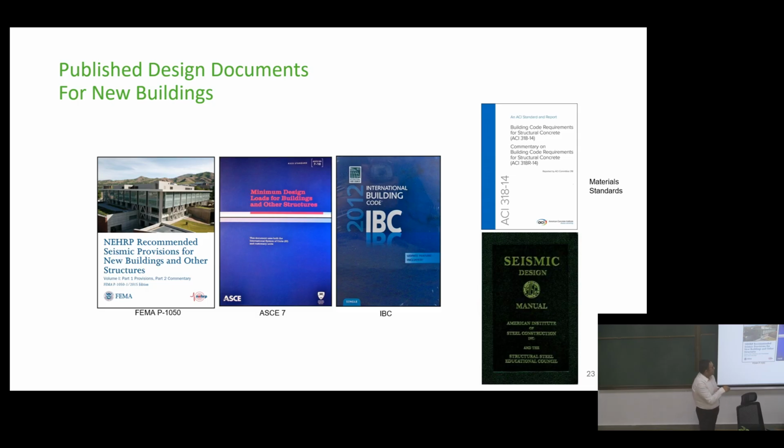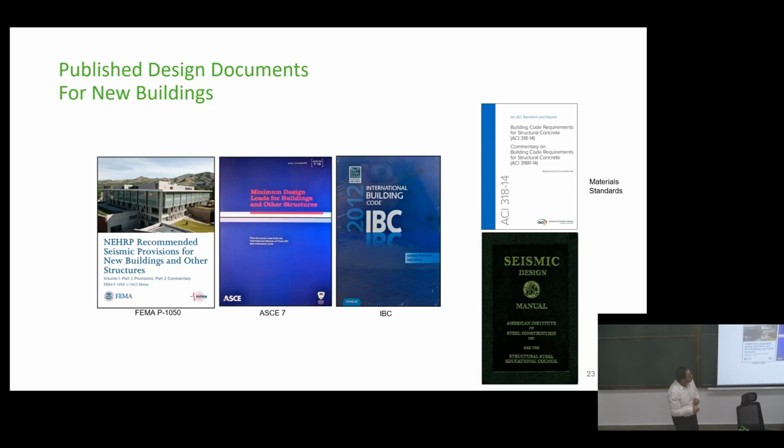Then ASCE 7, which gives the minimum design loads for buildings and other structures. So the IBC, International Building Code, refers to this document for your load combinations, your wind load maps, your seismic hazard levels, and so on. And then there are design manuals for concrete and steel. Again, IBC says for concrete design use this, for steel design use this, for timber design use another code, which is the National Design Specification for Wood Construction, which is a timber code. So it's a convoluted process.